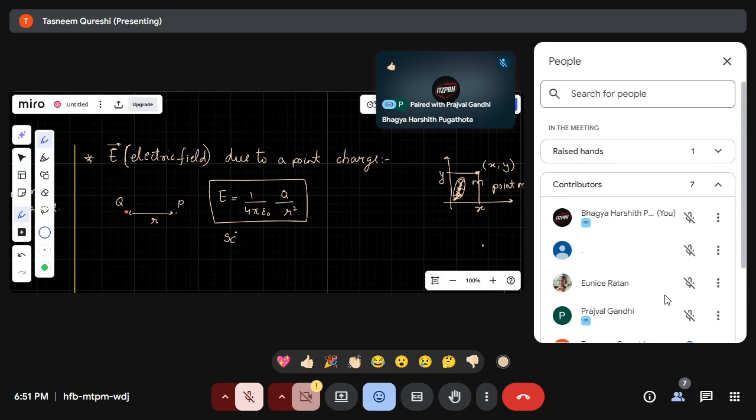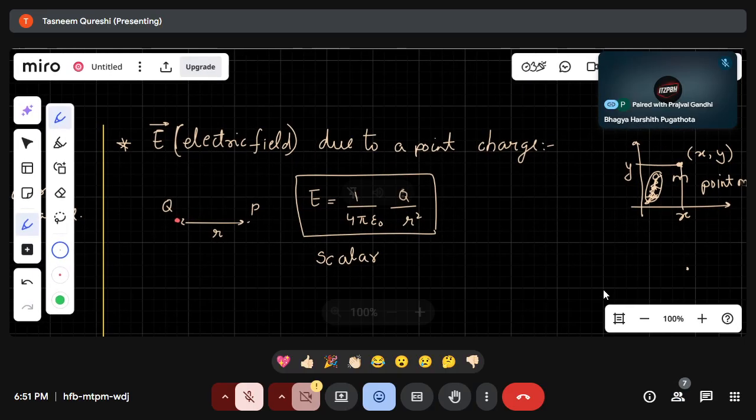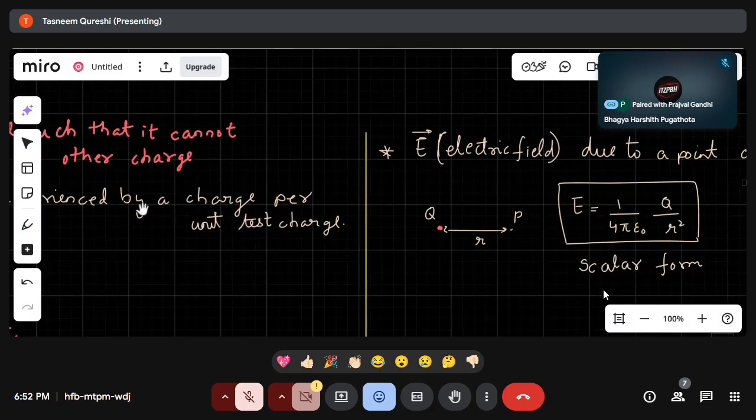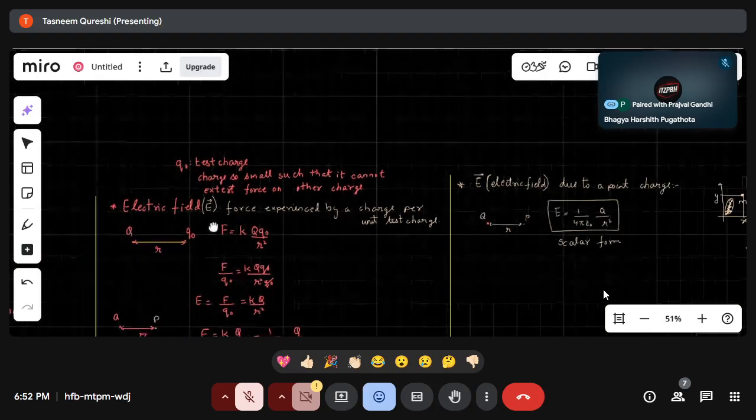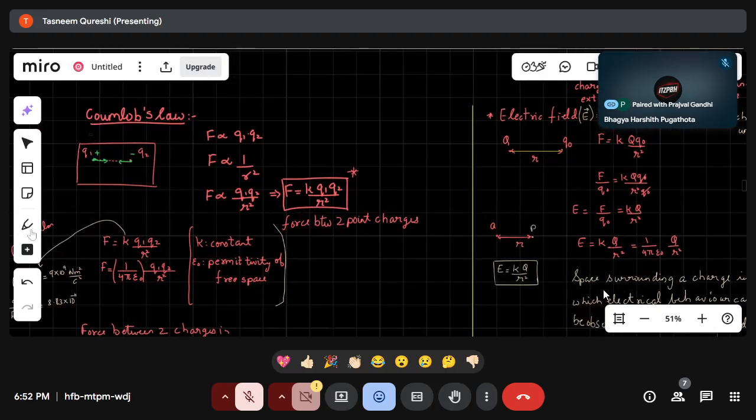Okay, so this is scalar form, right? This force also, which we studied earlier, where did it go? It is here. This is also scalar form. You might have studied the vector form also of Coulomb's law. Why this?